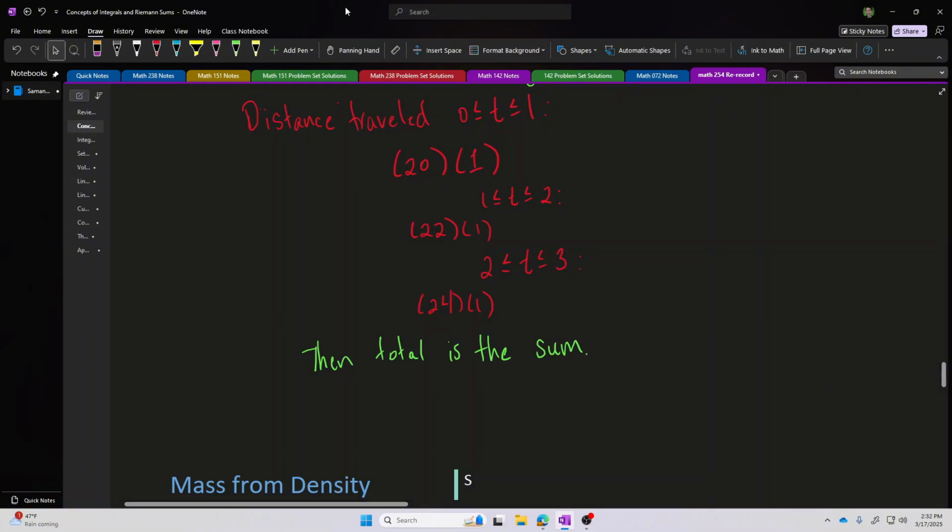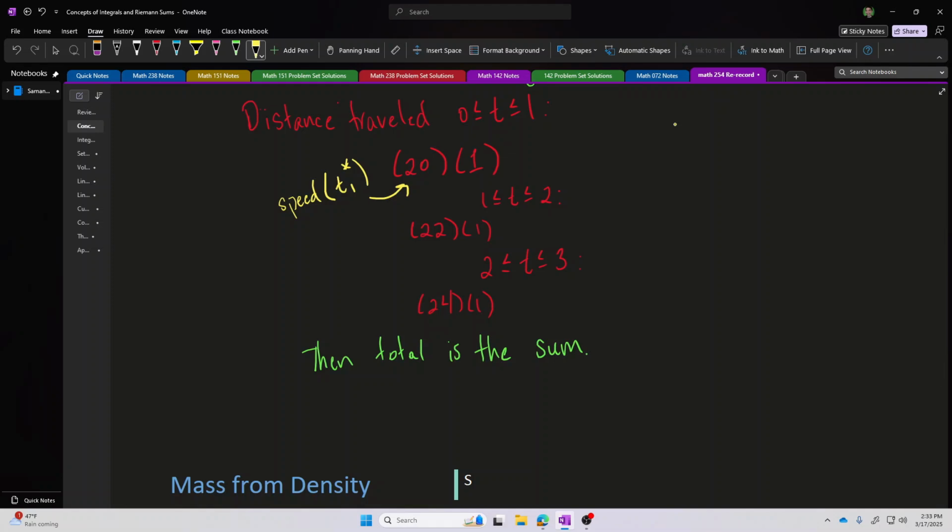So let's observe what we have just done, and let's pick it apart. This 20 is the speed of the object that I have chosen to use from the first time interval. So I will say speed with T1 star plugged in, the output that I'm choosing from the first subinterval.